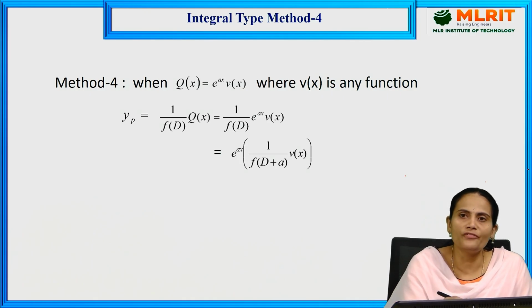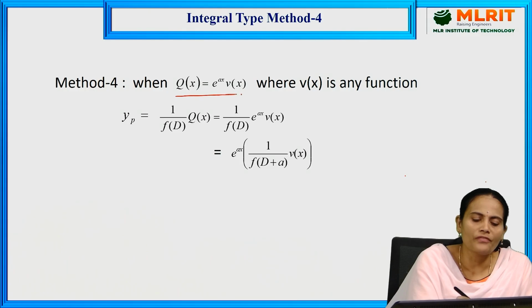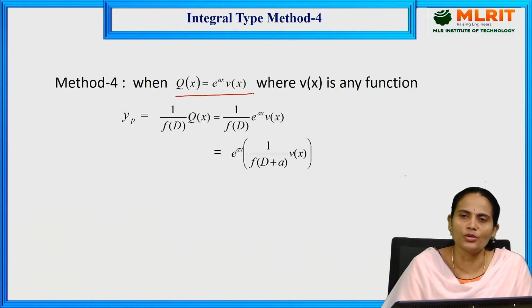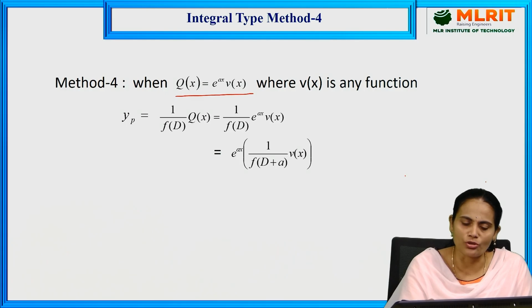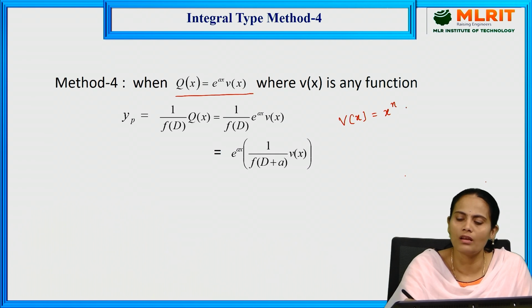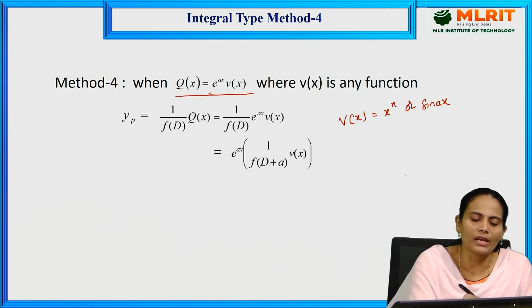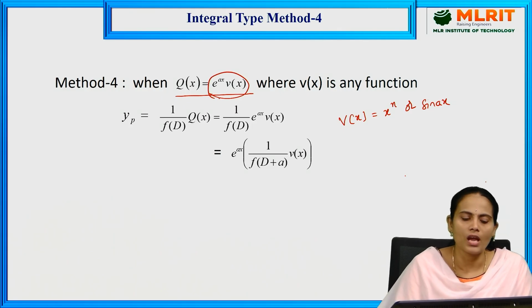Method 4 is when Q of x is equal to e power ax into V of x. Here V of x is any function, but mostly we take V of x as a polynomial or sin ax or cos ax. We take only these functions and then find the particular integral. So if it is e power ax into V of x, how can we find the particular integral?